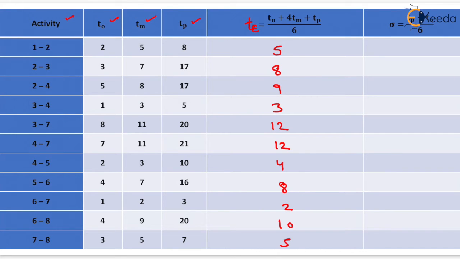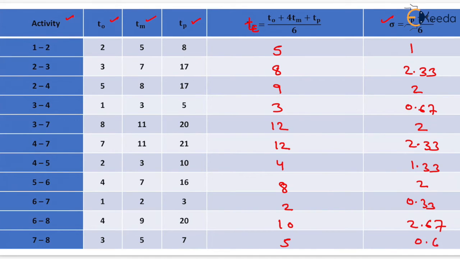Now we have to determine the value of sigma, which will be equal to (Tp minus T0) by 6. On putting the values in this equation, sigma for activity 1-2 will be equal to 1. For the next activity it will be 2.33. Similarly 2, 0.67, 2, 2.33, 1.33, 2, 0.33, 2.67 and the last one is 0.67.